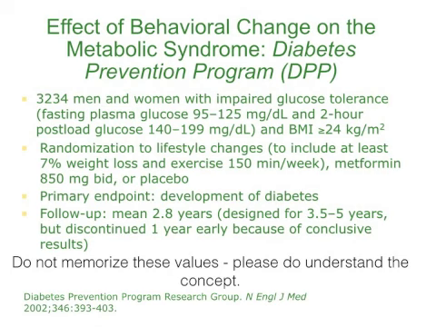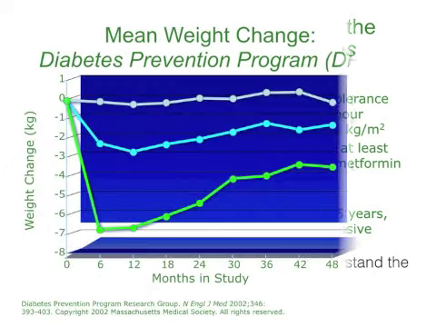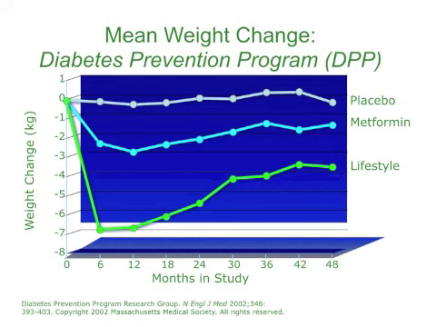This was supposed to be a 3.5 to 5 year study, but it was discontinued about a year early because the results were conclusive. They had their results. The persons who took a placebo didn't lose very much weight at all. Not in 6 months, not in 12 months, not in 4 years.